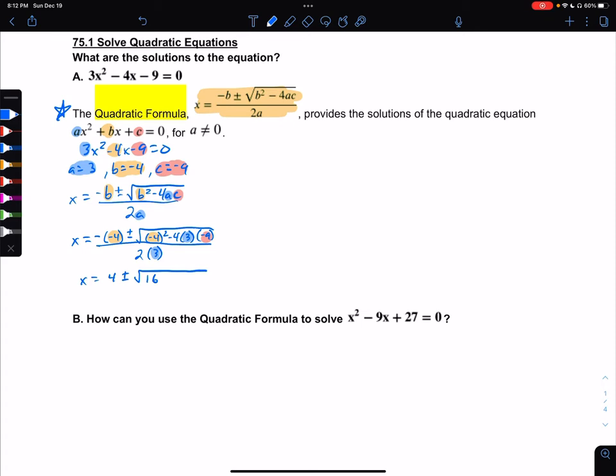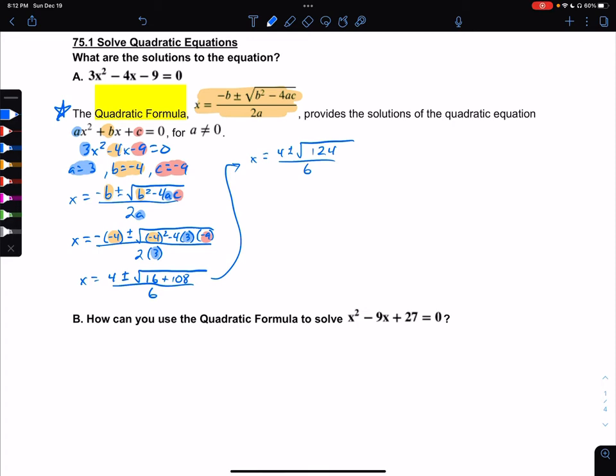Next thing we have to be careful of is this negative 4 times 3 times negative 9. So I have a negative 4, a positive 3, and a negative 9. That tells me that this will wind up being positive because I'm multiplying two negatives. 4 times 3 is 12, and 12 times 9 would be 108. Just use a calculator to avoid mistakes. And 2 times 3 is 6. So I'll continue that up here. So x is equal to 4 plus or minus the square root of 16 plus 108, which is 124. And we'll keep that all over 6.